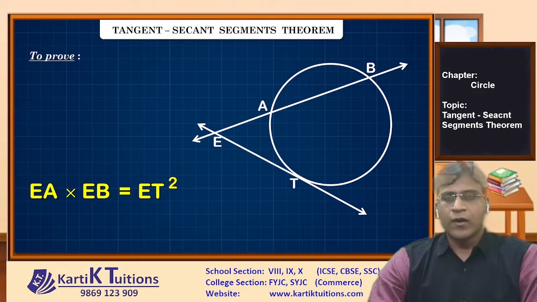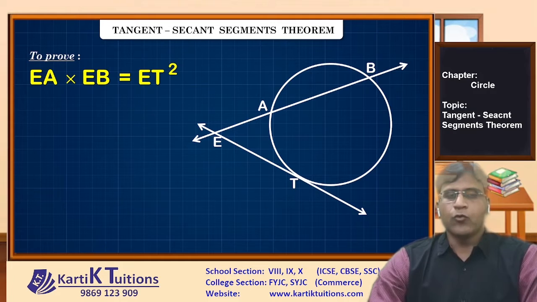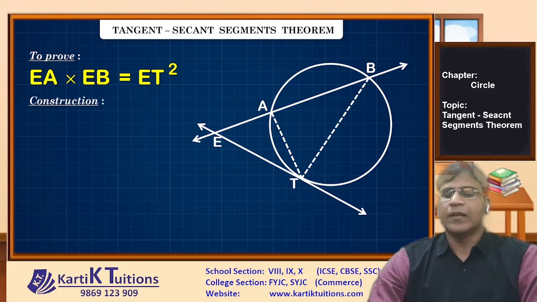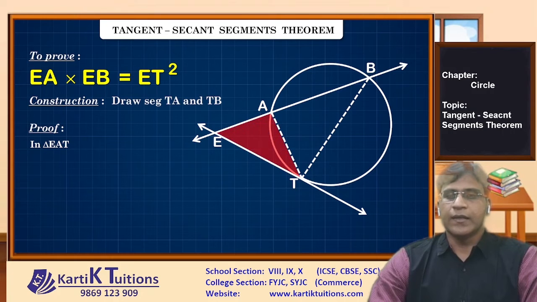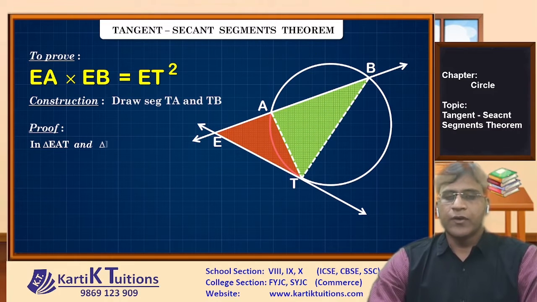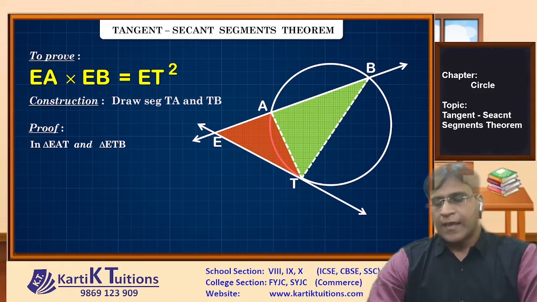Now let's have a look at its proof. I have to prove EA into EB is equal to ET square. To prove this, I need a small help of construction, that is AT and BT. When I join these two, I get two triangles: triangle EAT and triangle EBT. Now my motive is to prove these two triangles similar. Can we prove it? Yes. How?